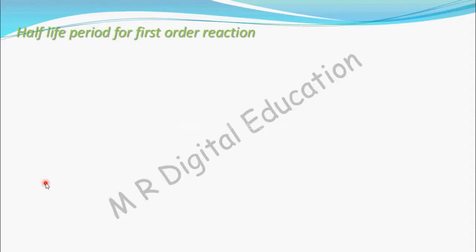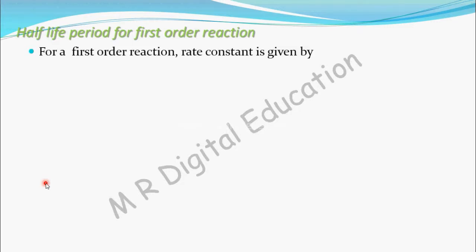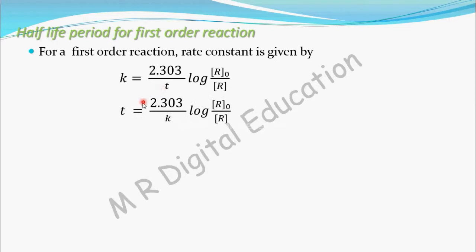Let's see now what will be the half-life period for first order reaction. For first order reaction, you know that rate constant can be given as k equal to 2.303 divided by t into log of R naught by R. Since we are finding half-life period for first order reaction, take this t this side and k this side. So t equal to 2.303 divided by k into log of R naught by R.